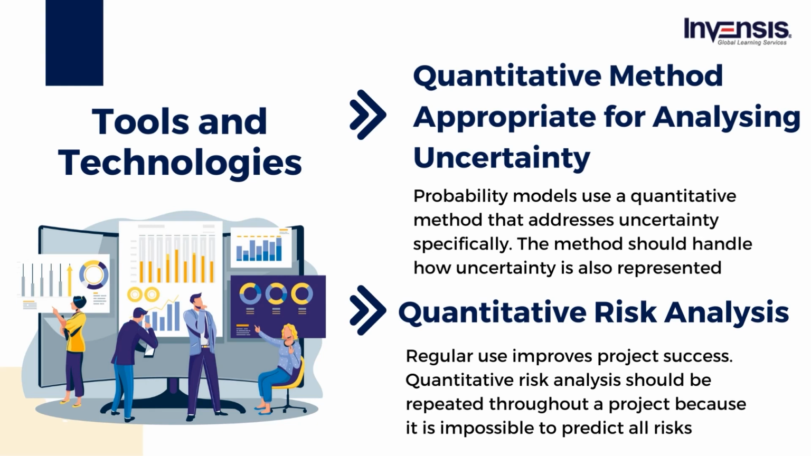The next characteristic is quantitative risk analysis. The success of the process is improved if used regularly throughout the project. It is impossible to know all the risks that may occur in a project beforehand, therefore, quantitative risk analysis should often be repeated as the project proceeds. The frequency of this effort will be determined during the plan risk management process, but it will also depend on events that occur within the project.